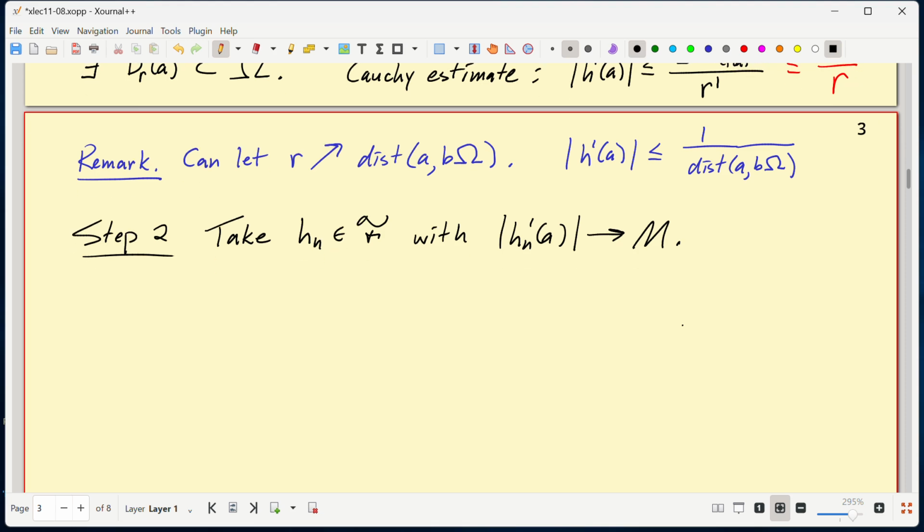Exciting thing now is Montel's, since the Hn are bounded, since the Hn are less than 1 on omega, they're bounded, of course, on compacts. They're just bounded, period. So I don't have to say on compacts. Montel's theorem implies there exists a convergent subsequence.